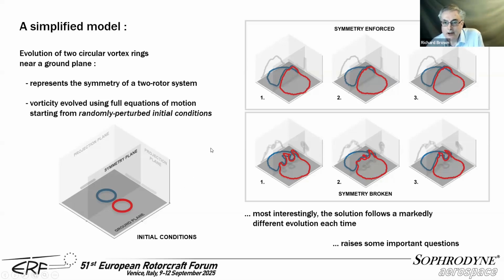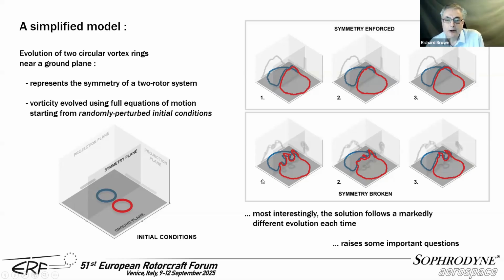Now, something really interesting happens depending on what symmetries we allow to remain within the particular flow situation. If we ensure that the plane between the two rotors remains a plane of mirror symmetry, then no matter what randomly perturbed initial conditions we start from, the flow more or less evolves along the same path. Sometime later, the flows look roughly the same. These vortices don't have distinctly different character to them after a certain amount of time has elapsed.